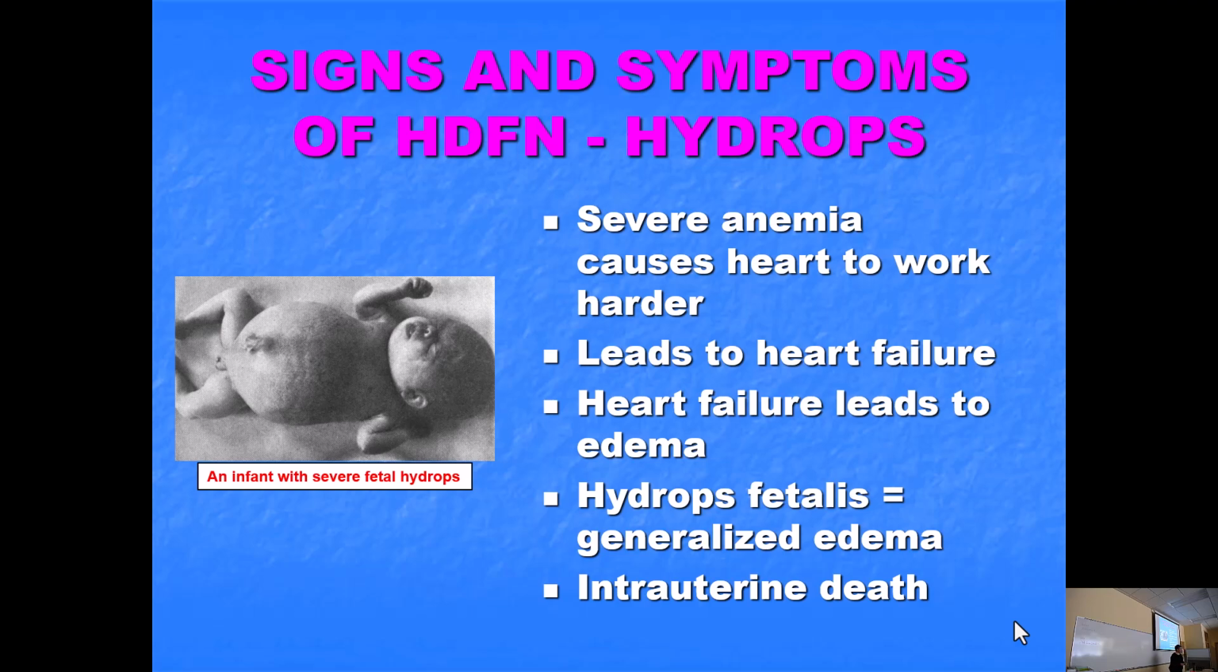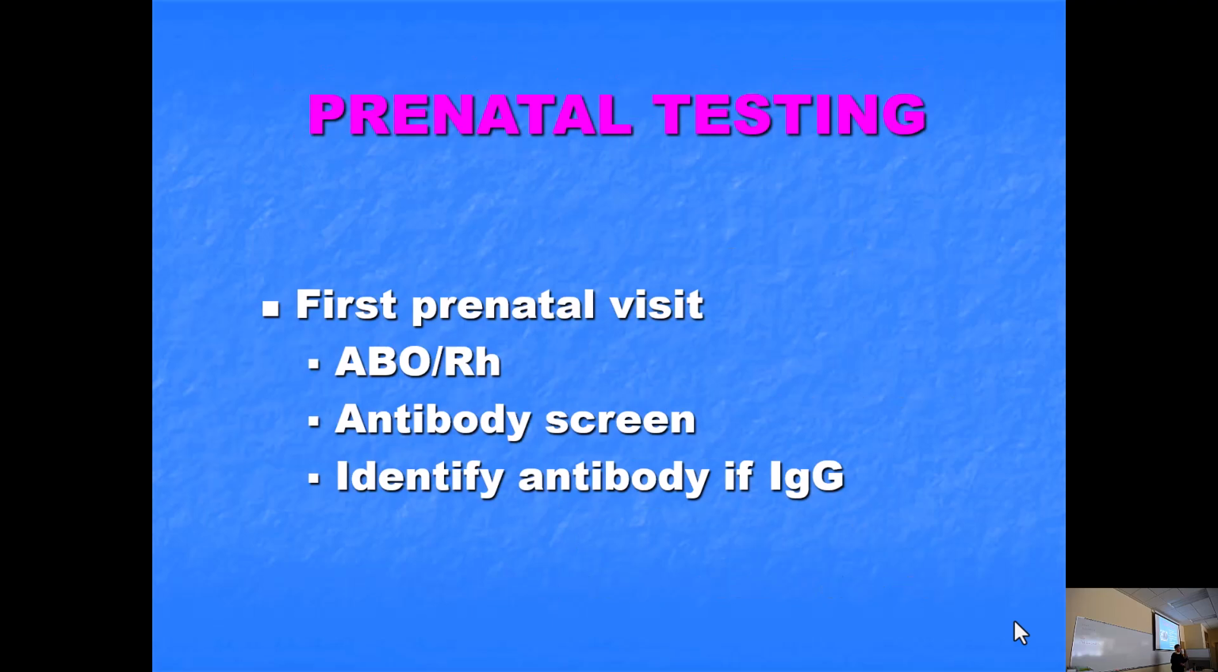So if it gets really severe, we get into this hydrops. And what hydrops is, it's a severe anemia, causes the heart to work harder, trying to get the oxygen, because we're not getting enough oxygen throughout the body, leads to heart failure. Heart failure is going to lead to edema, and then hydrops fetalis is generalized edema, and you can end up with intrauterine death. So here is an infant with severe fetal hydrops. So this is bad, okay?